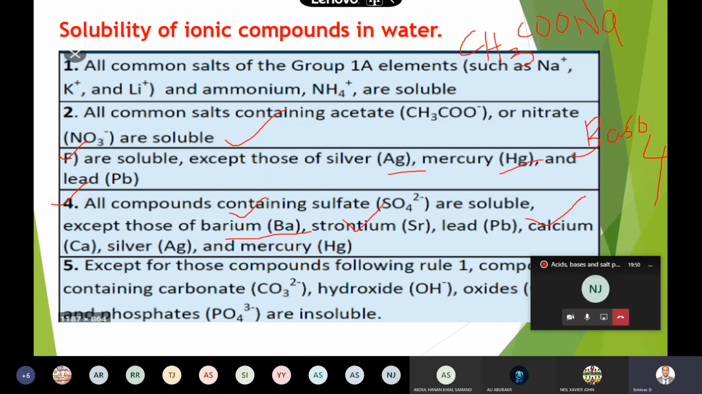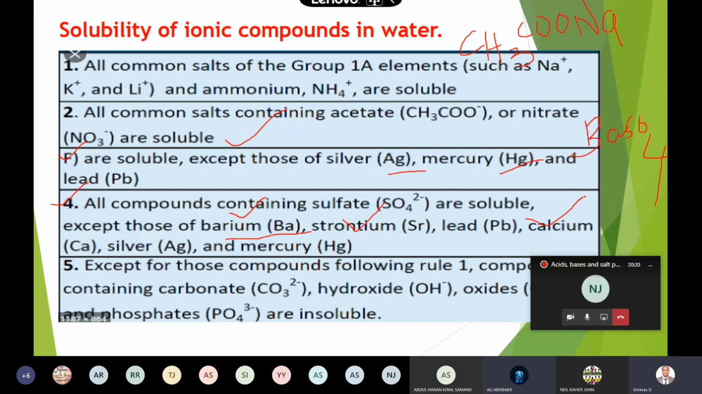In which group of the periodic table do you find these elements: barium, strontium, and calcium? Don't you have a periodic table with you? Hello? Boys. Yes, sir. So to which group do strontium, barium, and calcium belong? I'm waiting for your answer.